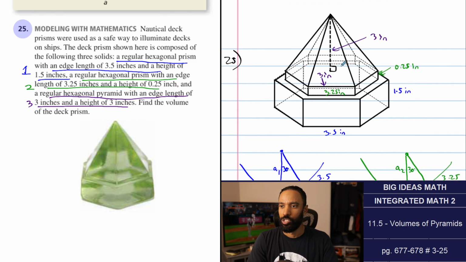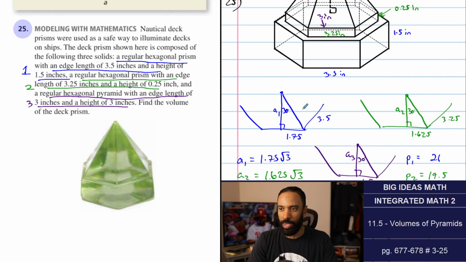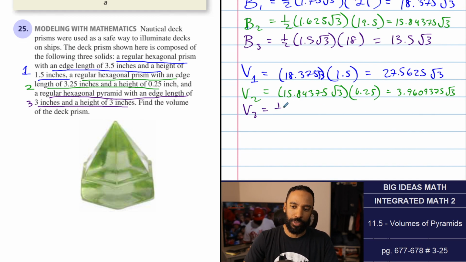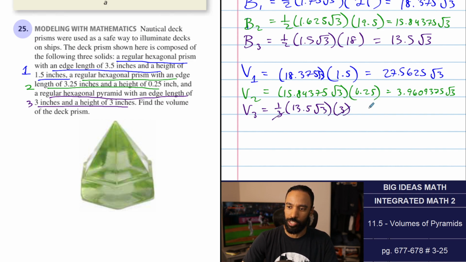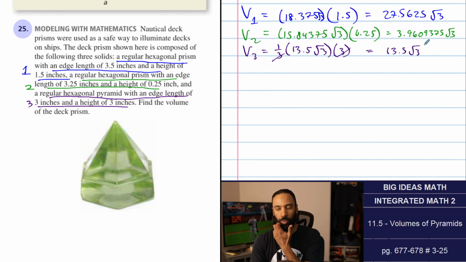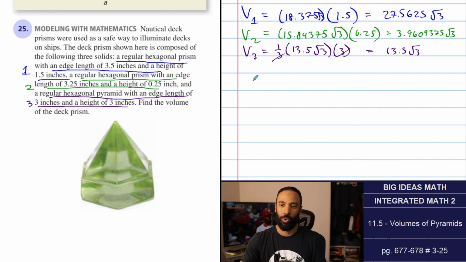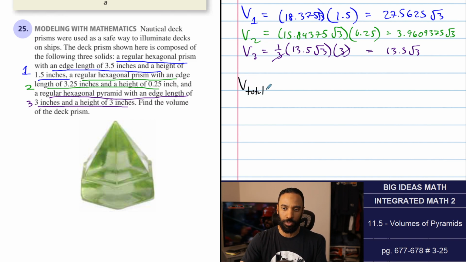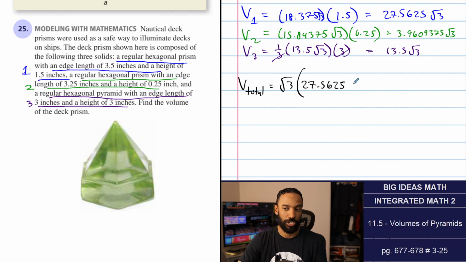Volume 3 is a pyramid. So 1/3 the area of its base times the height of 3. So that height of 3 is going to cancel out the 1/3. But 1/3 the area of base times height. So glad to see the smaller 13.5 root 3. So we get to add all these things up. Notice the root 3 is kind of in all of them. So when I do the volume of the total, I'm just going to factor the root 3 out. So we're going to do root 3 times these numbers, 27.5625. And by the way, there are probably fraction versions of these that are probably much smaller to write.